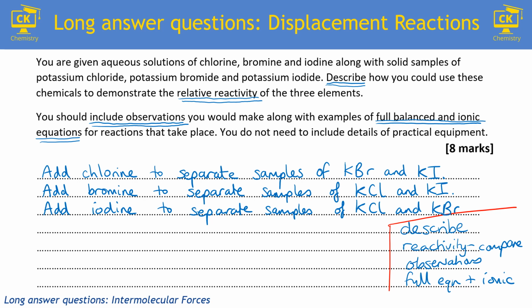So that's the absolute maximum number of experiments that you would do. What we certainly don't need to do is talk about all of the equations. There are 6 separate samples, but there's only going to be 3 reactions. So the only reactions that are going to happen are chlorine is going to displace bromide and iodide, bromine is going to displace iodide. So there are going to be 3 things when no reaction takes place.